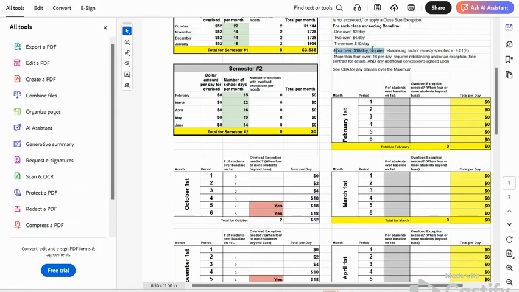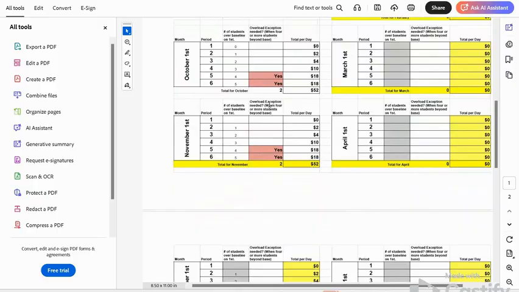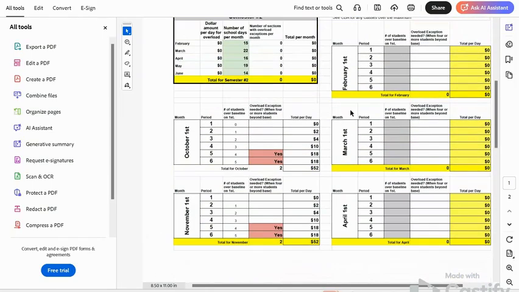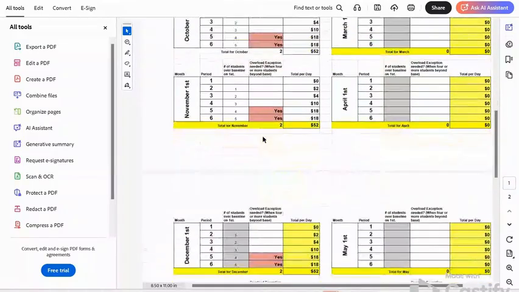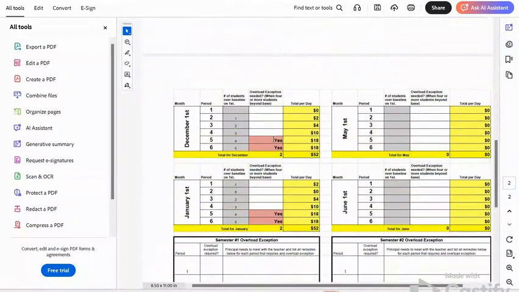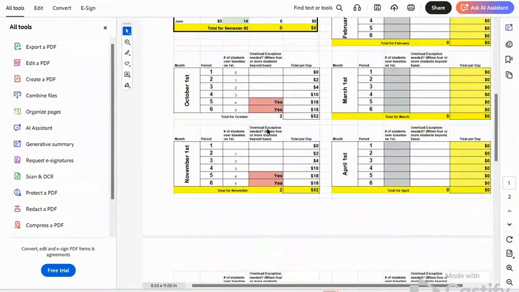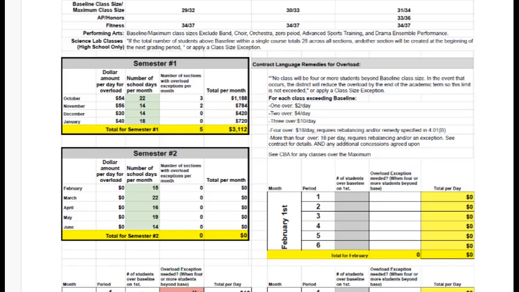There's language, 4 or more requires rebalancing and or remedy. So if your administrator did not rebalance that class during the semester, then they need to come up with a remedy. One of the remedy options is A, you can take at the semester $500. If you're on a term, so if you're like Hayes, it would be $250 per term that you're in overload. And you can see that it is only once per semester, but it'd be 500 and 500.